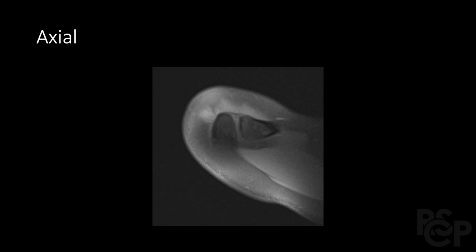Okay, and this is the axial sequence. We're working our way from more superior to inferior. This is the right shoulder. The first thing we notice is the AC joint, because we're at the very top. This is the acromion, and this is the clavicle.